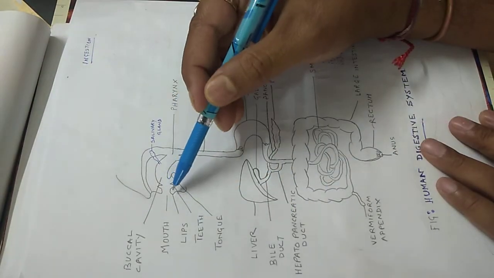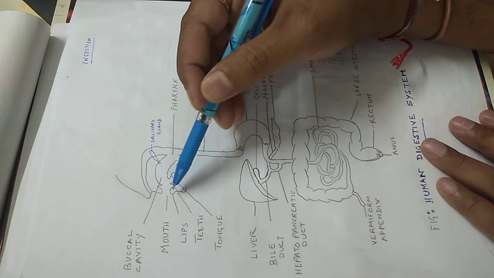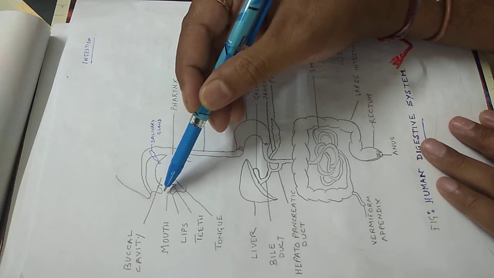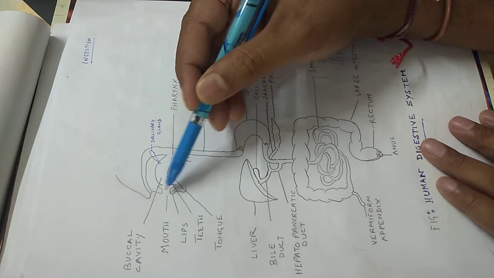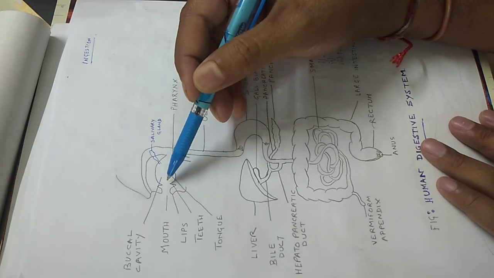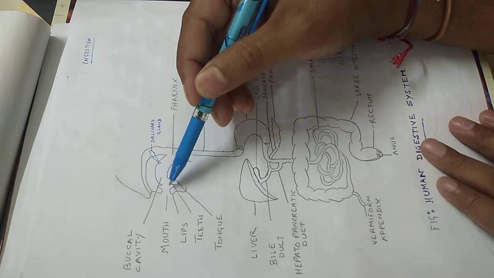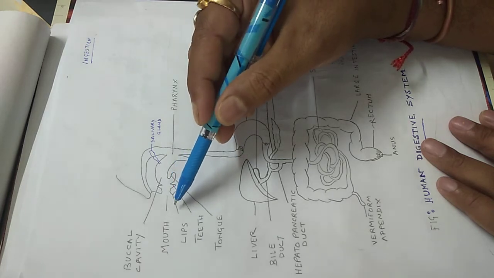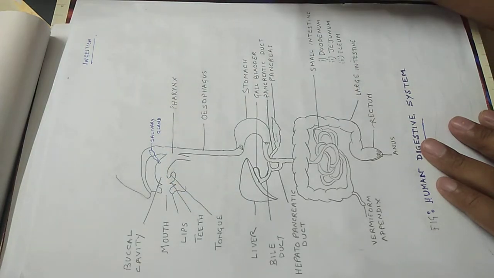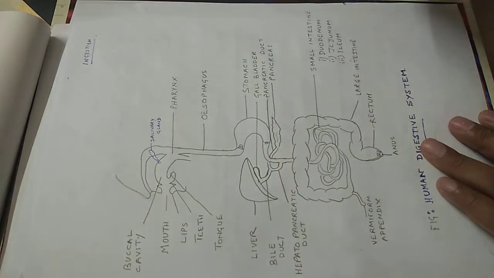Now the opening of the mouth is guarded by our lips. So we know that apart from helping in speech, the main function of lips is that it forms a kind of covering which prevents the food from falling out from the buccal cavity to outside, or it also prevents unwanted substances from entering into your buccal cavity. So that is the function of our lips.